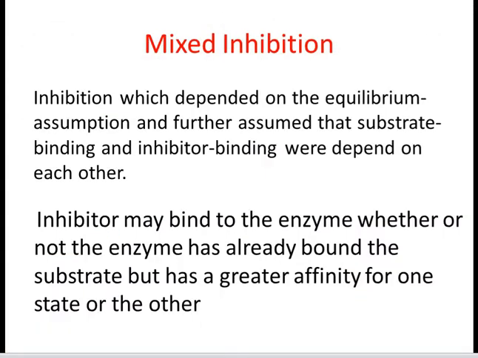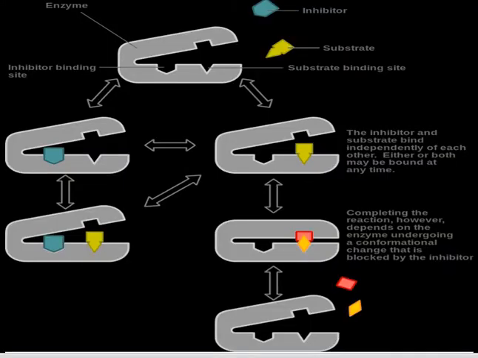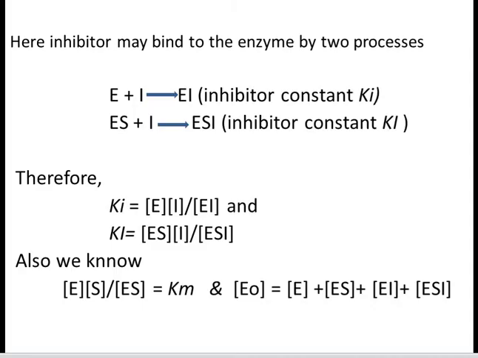So mixed inhibition is a type of inhibition in which the inhibitor may bind to the enzyme whether or not the enzyme has already bound the substrate, but has a greater affinity for one state or the other. Here I have illustrated it by this diagram, which is very similar to non-competitive inhibition. Yes, non-competitive inhibition is also a type of mixed inhibition. So let us consider the situation where mixed inhibition will take place.